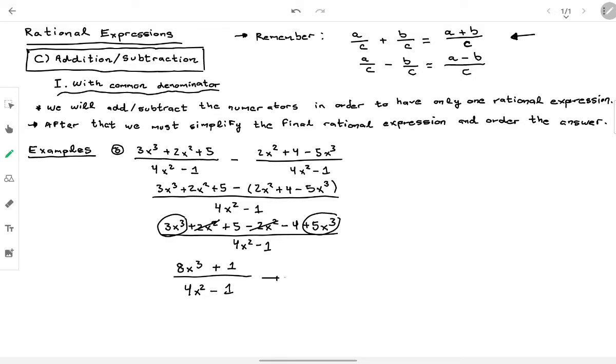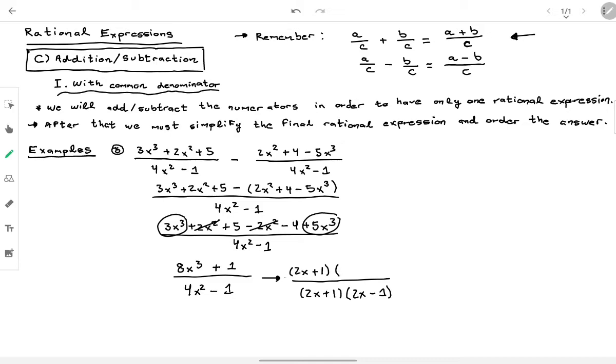So what will happen here? We need to factorize, and we can factorize both the numerator as a sum of cubes and the denominator as a difference of squares. So if I factorize the denominator, it's going to be 2x plus 1. Remember, it's the square root of the one that does not change sign, and the square root of the one that changes sign, positive and negative, on both binomials. So the sum of cubes, it's going to be the cubic root of the first one, the sign, and the cubic root of the second one.